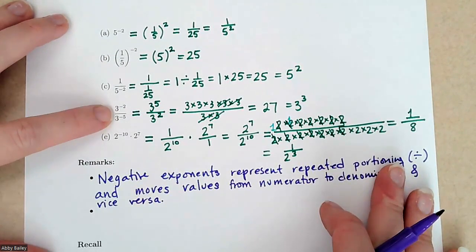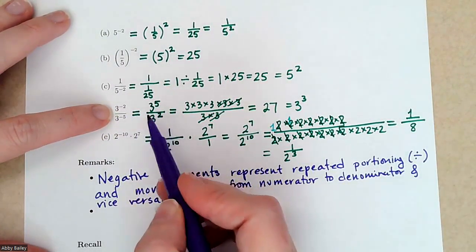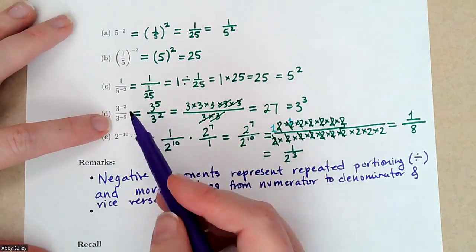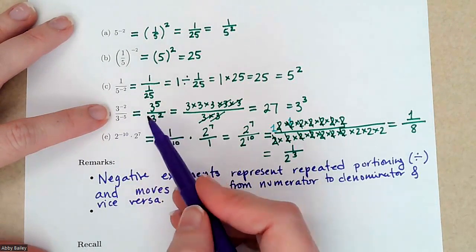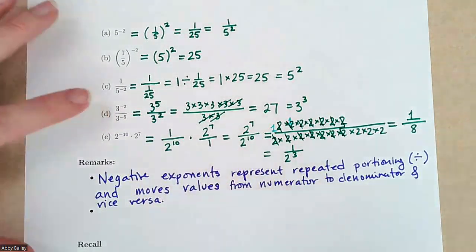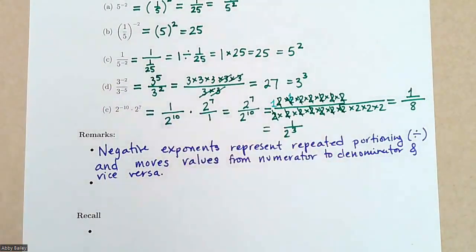And I mean, for example, this 3 to the negative 2 ended up being portioning by 3 2 times. So it went from the numerator down to the denominator where it was represented as 3 squared. And vice versa. Same with this 3 to the negative 5 moved up because it was undoing a scale down into a scale up or triple.